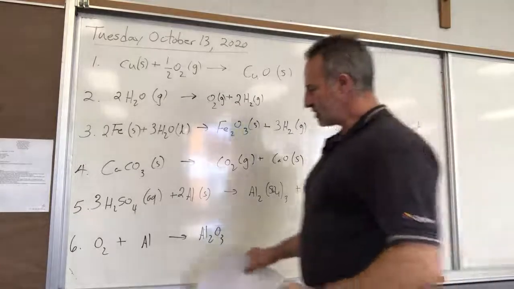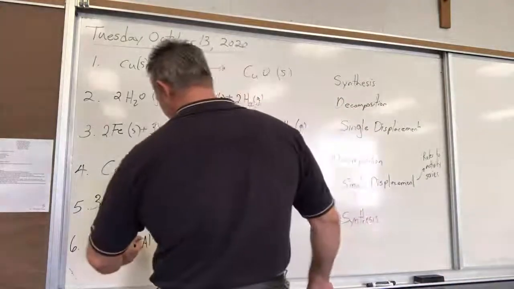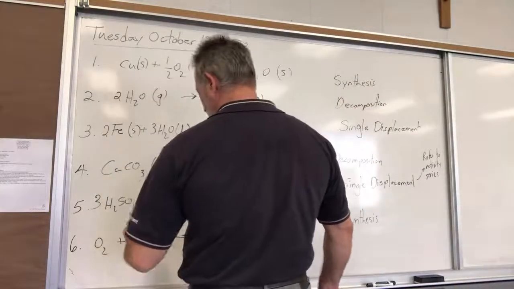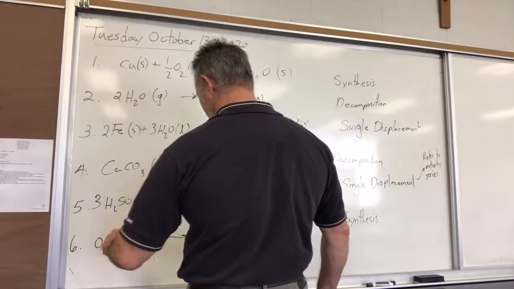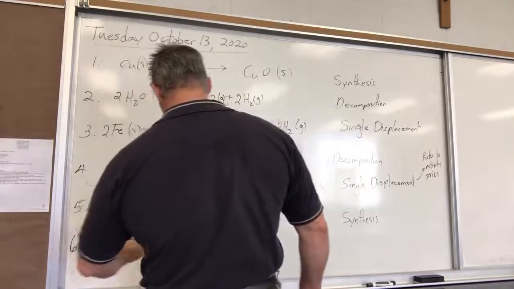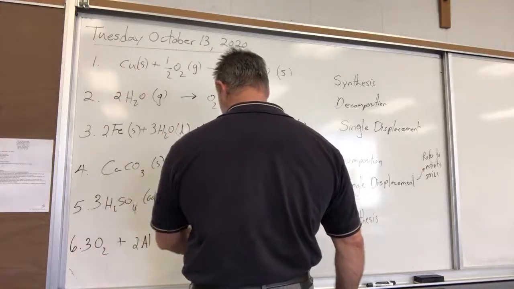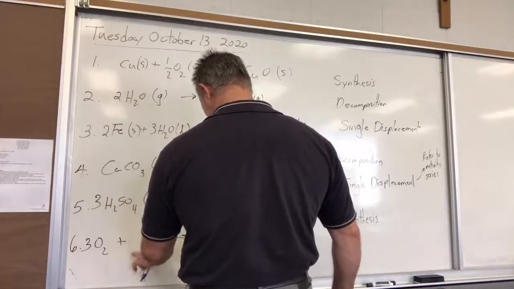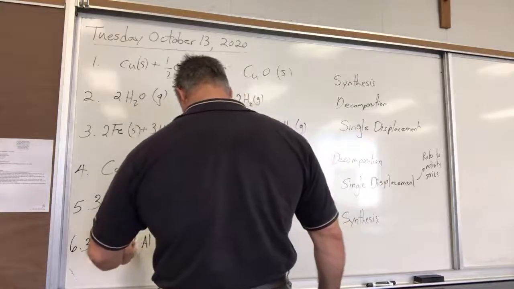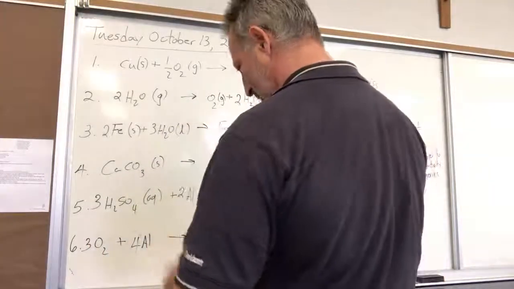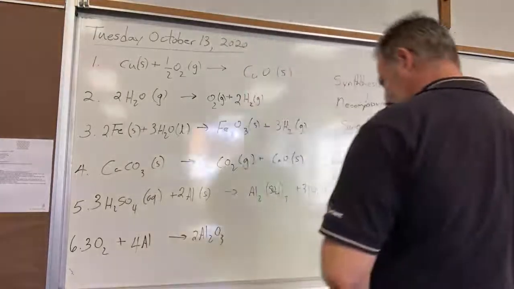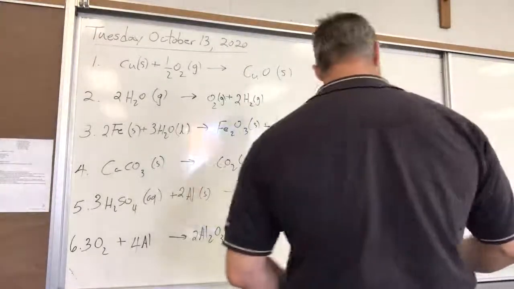And in the synthesis, you have 2 aluminums on the right, so you're going to have 2 aluminums on the left, 3 oxygens on the right, and 2 on the left. So we'll put a 3 in front of this and a 2 in front of that to get the oxygens balanced, which means we'll have to change the aluminum to 4, and that will balance. So 3, 4, 2, you can't put it in lower terms than that. That's, again, a synthesis reaction.